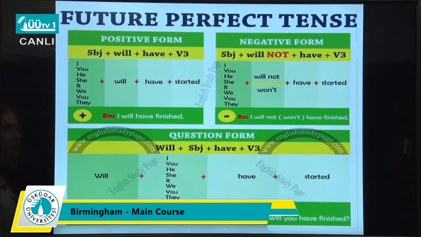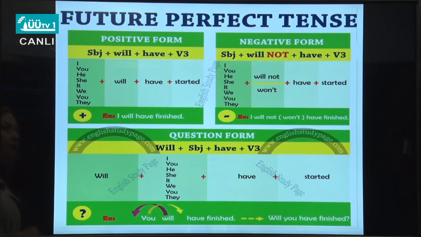And you can see another table for that. You can just take a look at that. As you see, I is the same as he or she or it because of will. It doesn't get any tenses actually.